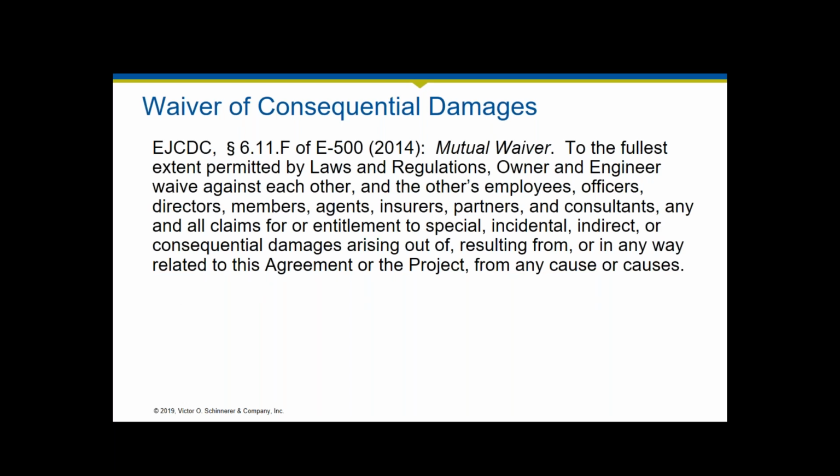This is in the EJCDC documents. This is a mutual waiver, so if the court scrutinizes it, you'd be able to say, hey, both parties agreed to waive consequential damages against the other. And this is general, right? You are saying that we waive all claims against each other for special, incidental, indirect, or consequential damages arising out of or resulting from or in any way related to this agreement or the project from any cause or causes.